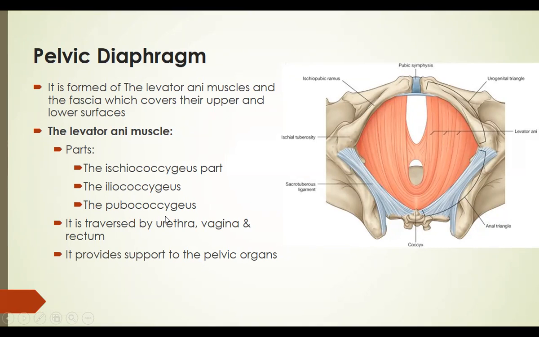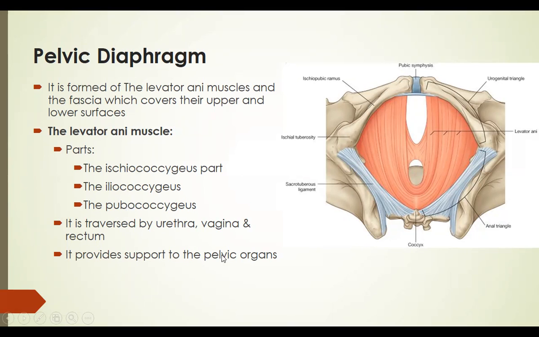It is traversed by the urethra, vagina, and the rectum. So this floor is totally closed except for these openings for the urethra and the vagina in the front and the rectum in behind. So here will be the urethra, then we have the vaginal opening, and this will be the rectum. Except that all other parts are covered by this muscular floor that is called the pelvic diaphragm, or it is formed by the levator ani muscle, which has these three components.